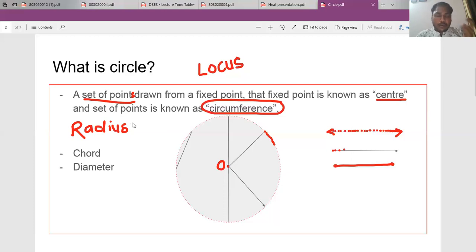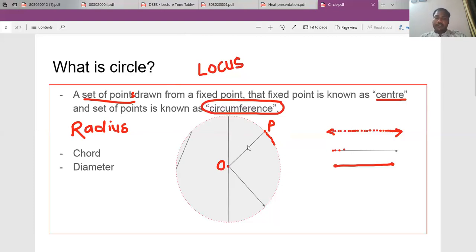Okay, if we talk about the radius, so what is radius actually? Say this is a point, and let's say this is another point. Let's give this one the name P. So OP is what actually? That OP is representing a radius of the circle.